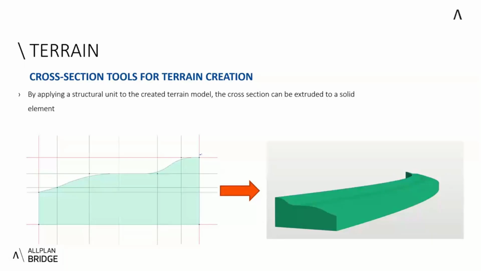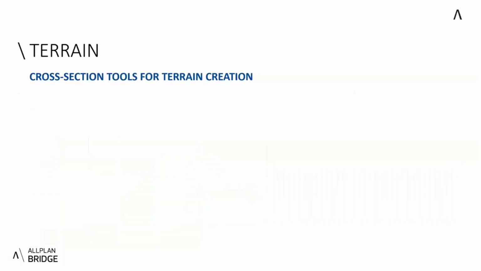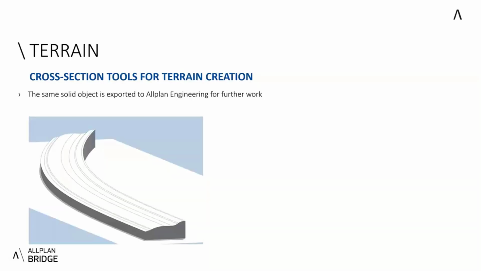On the right side, once we create this girder, once we create this 3D model, we see our terrain model. But this is not the end of this, because the same solid object can then be exported to Allplan Engineering for further work, let's say for further detailing. This is the first model that we get into Allplan Engineering. This is a part that has no data at all.